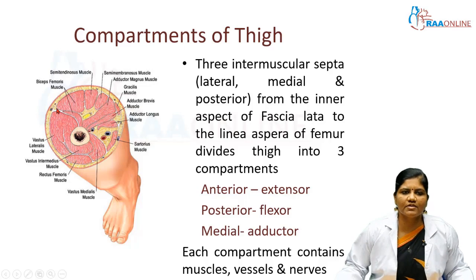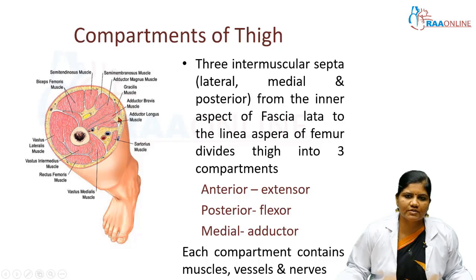The intermuscular septa extending from the deep fascia to the linea aspera differentiate the thigh into three compartments. There are three intermuscular septa: one in the lateral aspect, one in the medial aspect and one in the posterior aspect. The posterior intermuscular septum is ill-defined. The lateral, medial and posterior intermuscular septa divide the thigh into three compartments.